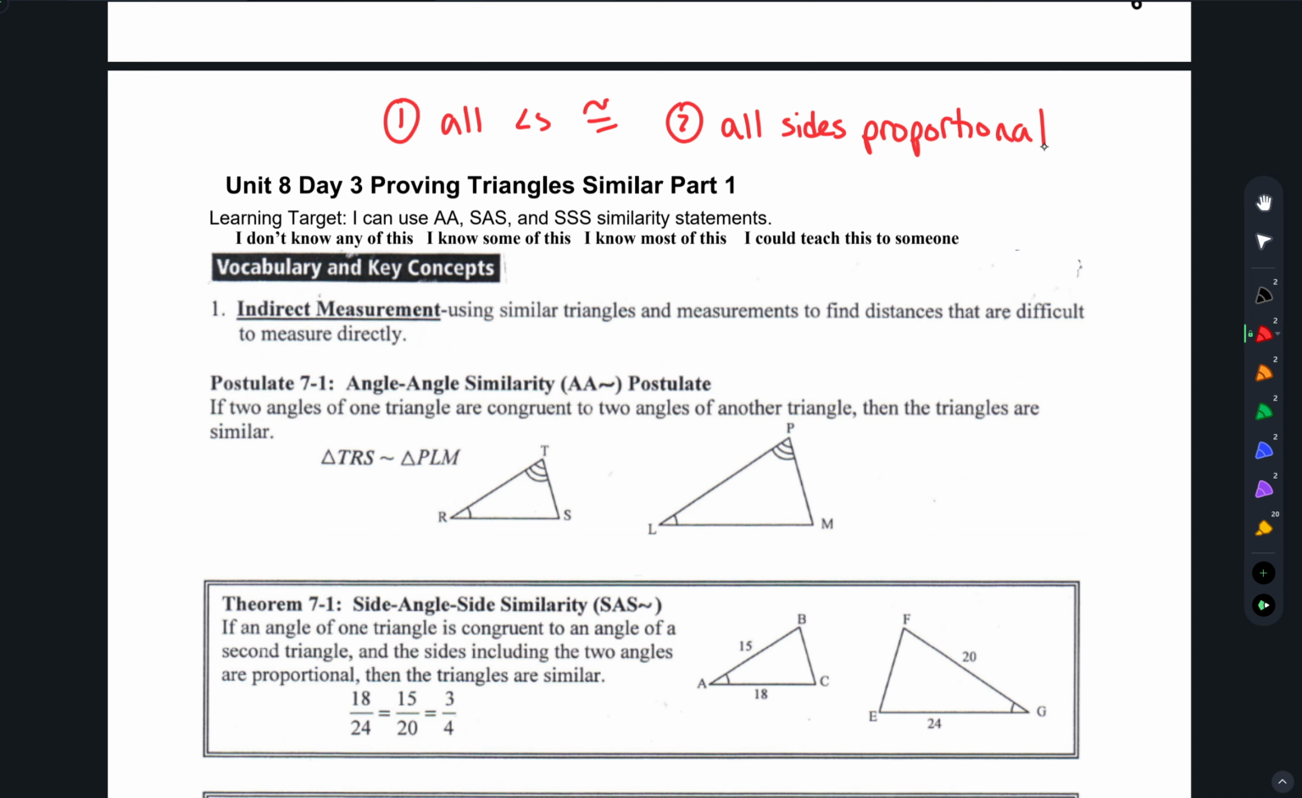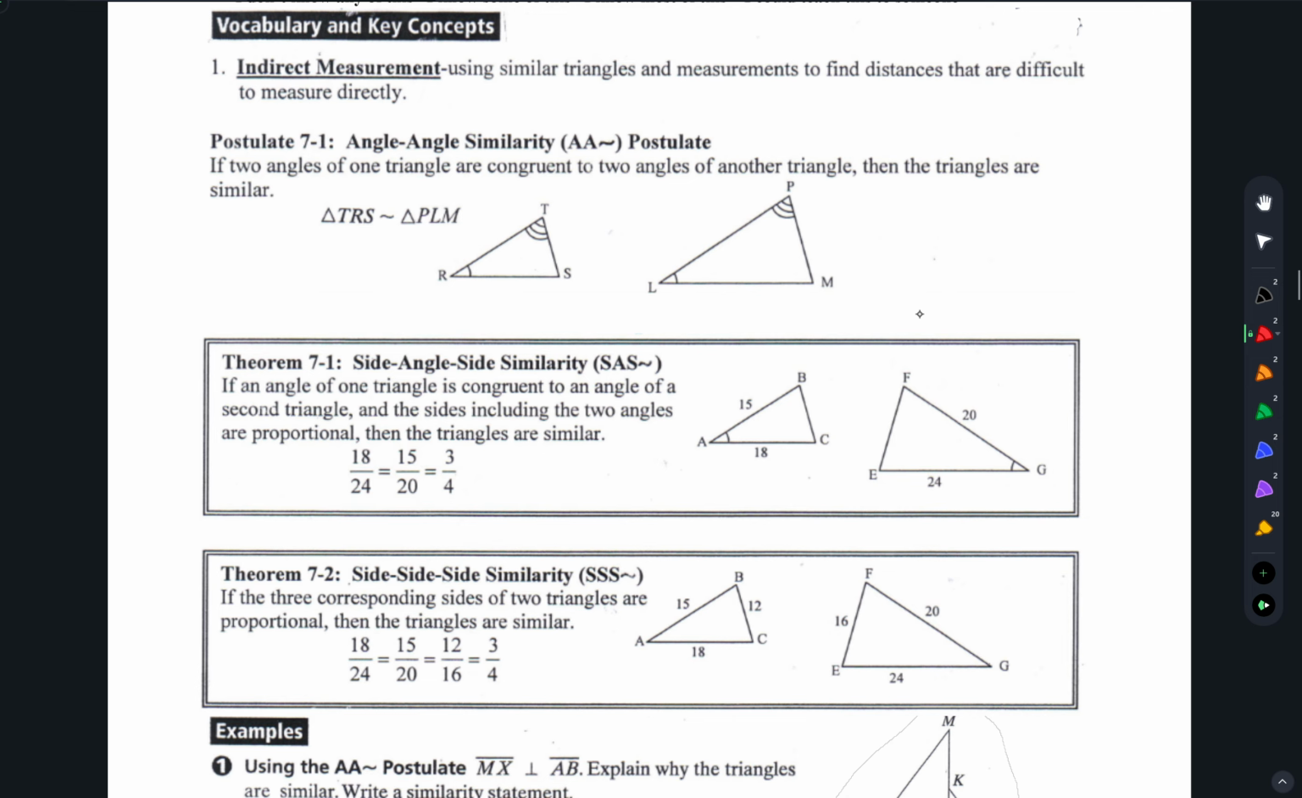Now, if you remember from yesterday, it takes quite a long time to set up those proportions for every single side to make sure that every angle is congruent. So instead of doing that every time, we have a couple postulates and theorems that are going to help us save some time because they're a little bit of a shortcut. We will eventually talk about indirect measurement. I don't know why that's on there today, but the first thing we're going to talk about is postulate 7.1. I'm going to put this in a box.